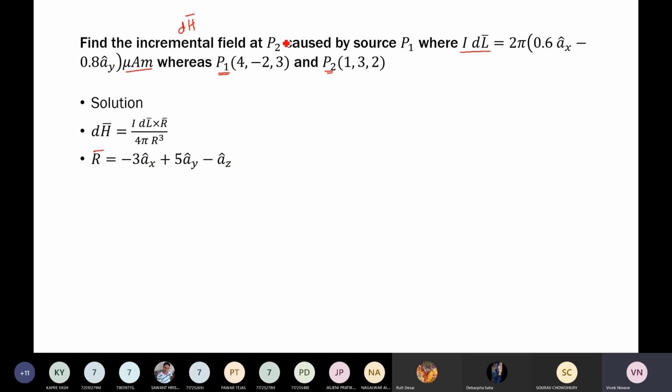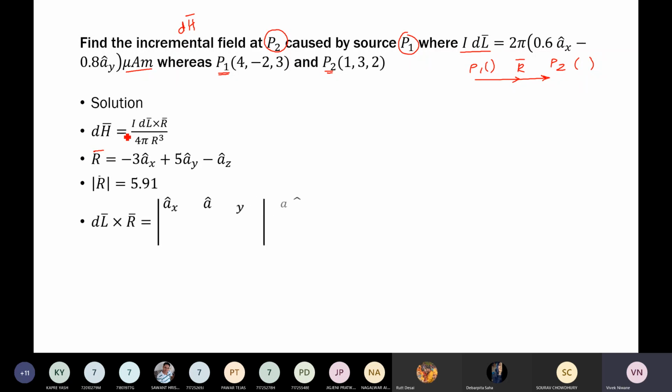कैसे आया? Okay. P2 क्या है? Observation. P1 क्या है? Source है. So P1 से लेके P2 की तरफ आपका R bar है, and you will have your coordinates P1 and P2, and you are going to do the calculations for R bar. So we do have a R bar, and therefore we can have the magnitude of R bar. DL bar cross R bar ये calculate करना जरूरी है. So we have put everything AX, AY, AZ.